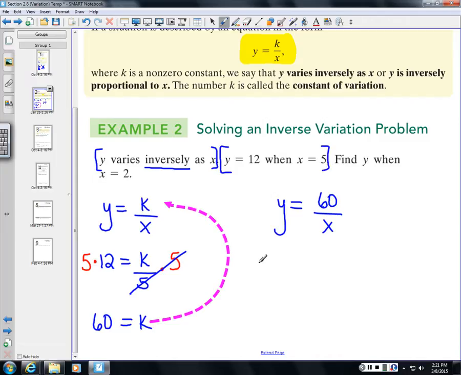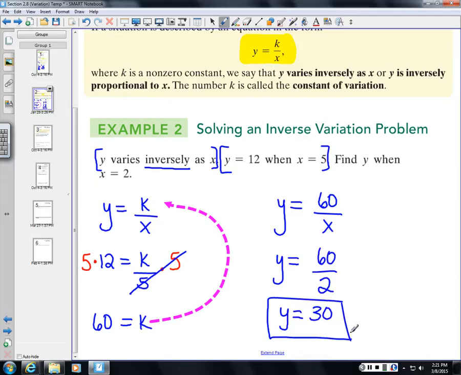Step 3, we plugged the k back in. And now we're ready to finish this problem out, which says, now find y if x is 2. So we plug in 2, and we just have to do the math, which gives me an answer of 30. And that's my final answer. What happened to the y when my x changed? Again, with inverse variation, you can check yourself here. X was 5, and x went down. So if x went down, y should have gone up, and it went from 12 to 30.